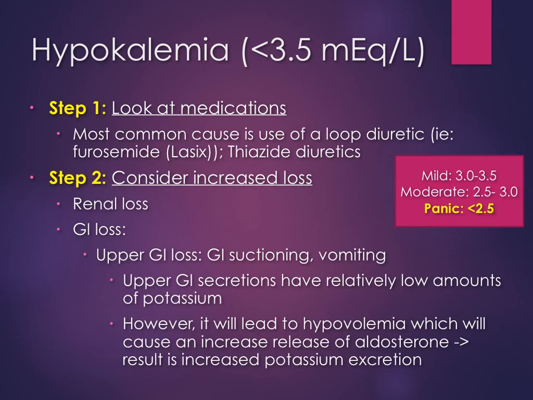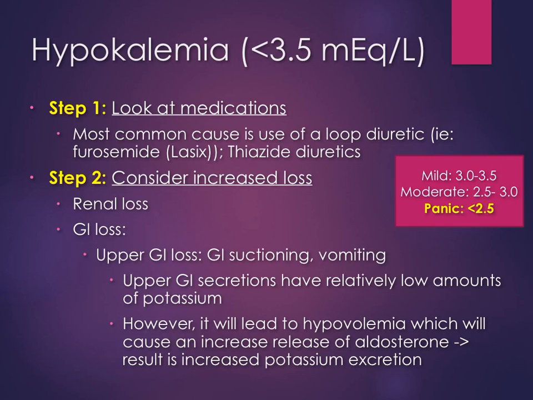Step 2, consider increased loss of potassium. This can either be through renal loss, which you can look at the renal function to see how that is, but another thing to consider here is going to be GI loss. Now, in an upper GI loss, such as with active GI suctioning, like with an NG tube, or with vomiting, you can lose some potassium through these secretions. Typically, those secretions, though, have very low amounts of potassium.